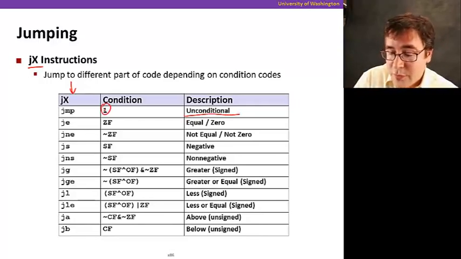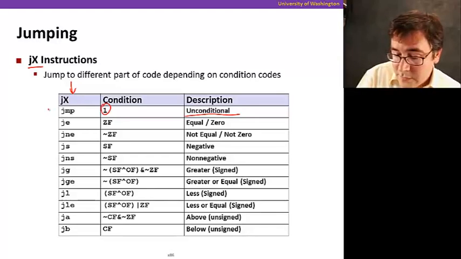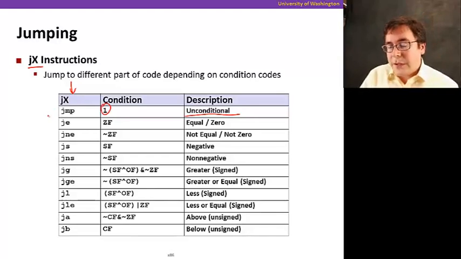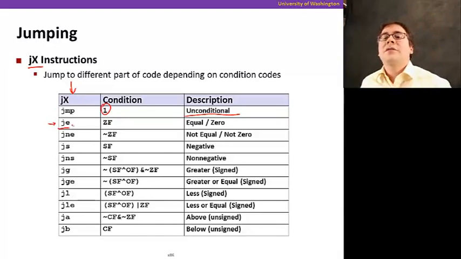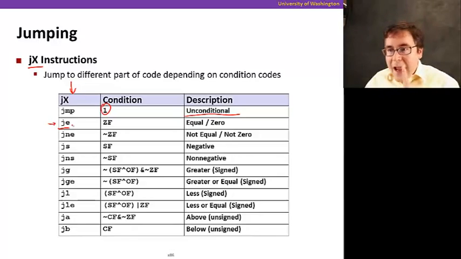There's no condition. So the condition for the branch is always true. It's 1. So that's the JMP instruction. But let's pick another one here. For example, if you have JE here. JE only jumps to the destination instruction address if the ZF condition register is set to 1, which is used, for example, when you do an equality comparison, right?